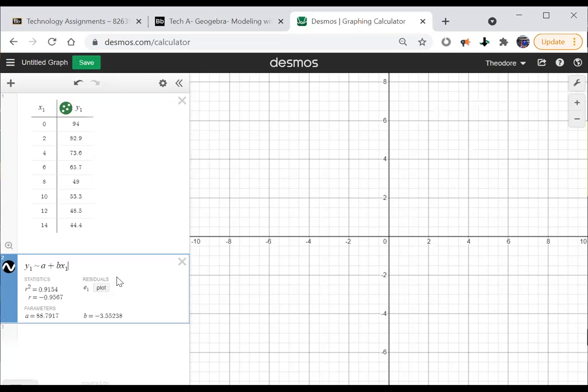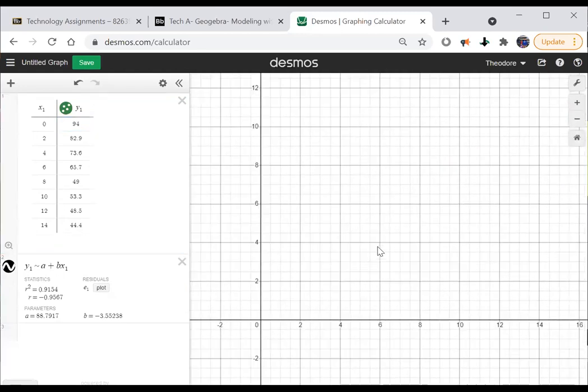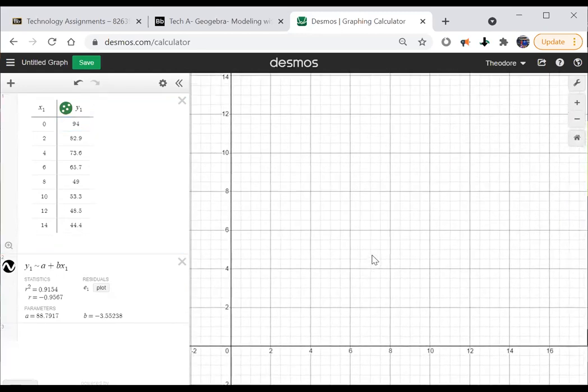I want to see if there's a better option, though. Also, you may have noticed that as we typed all this stuff in, nothing has appeared on the screen, right? And there's a good reason for that. If you look at the y values here, you see that they're way bigger than 8. And that's the highest y value I have displayed on my screen. The biggest one in my y1 column is 94. So I want this thing to go up as high as 94 at least.